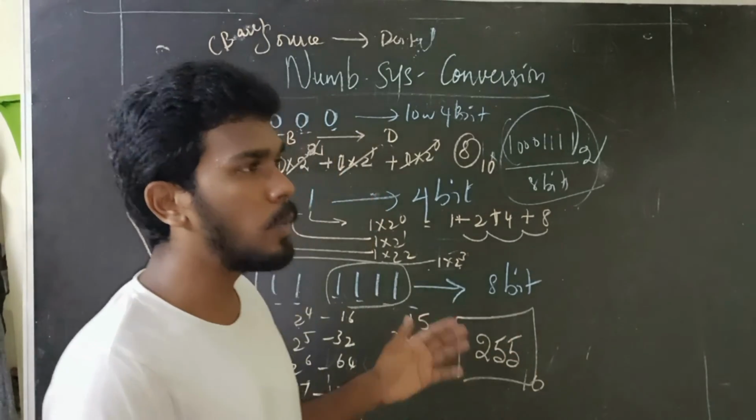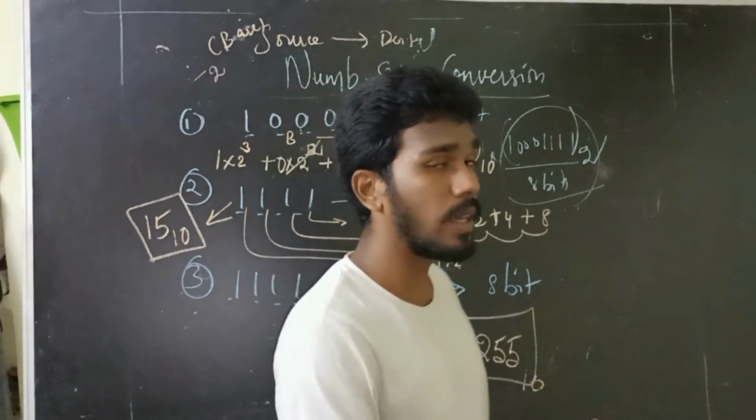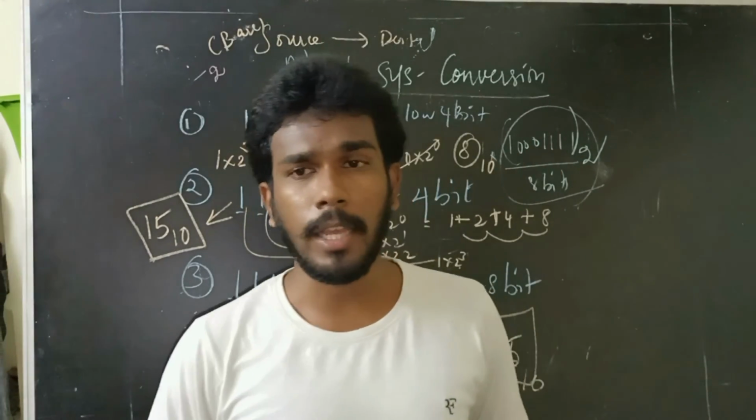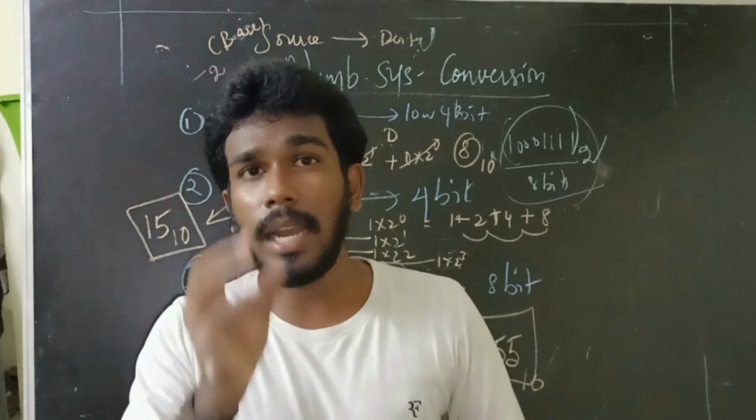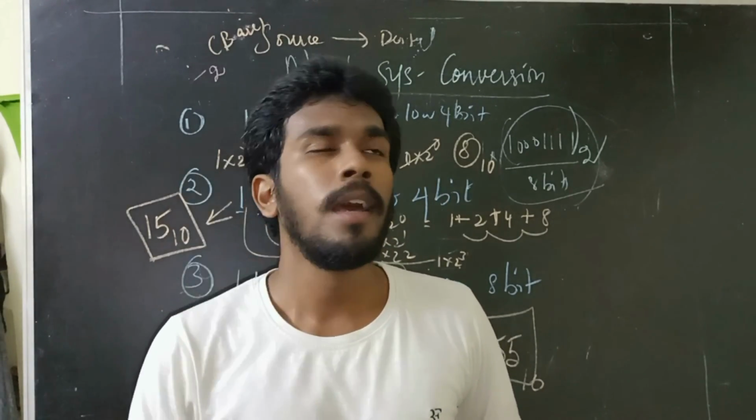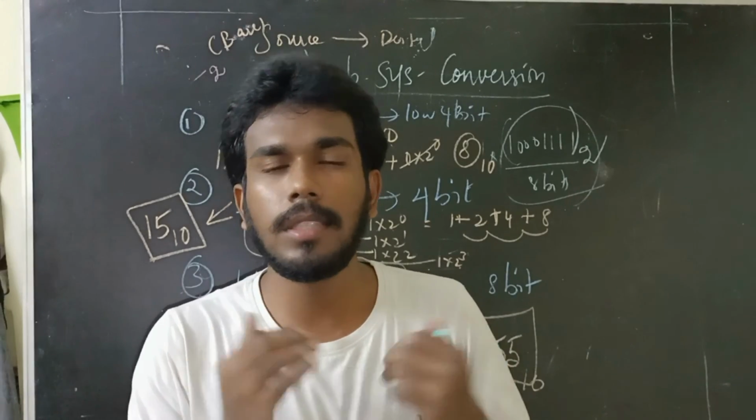So this is how you convert a binary to a decimal, and you convert a decimal back to a binary. If you are converting a number from one number form to another, that particular source base value is considered. So this is the information about it.